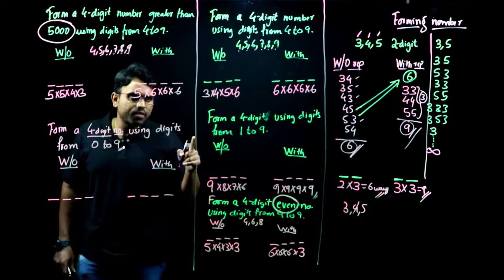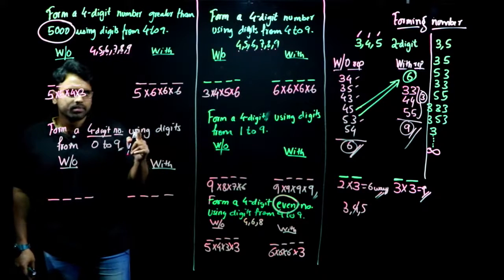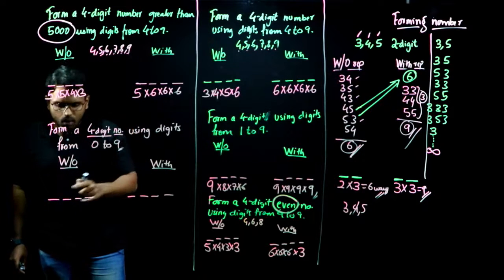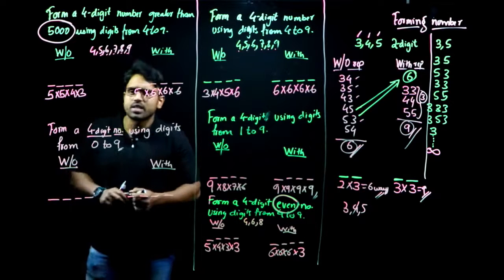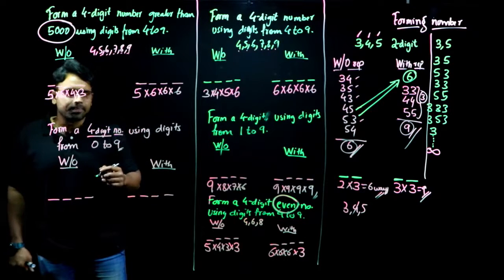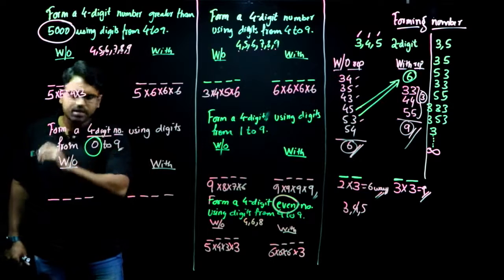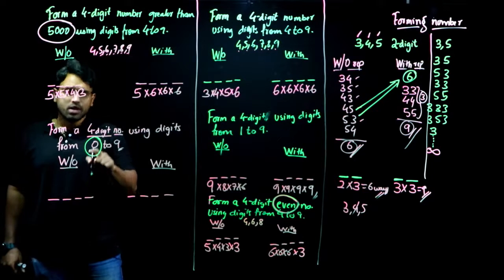How many numbers do I have from 0 to 9? I have 10 numbers. Now, is there any condition given in the statement? My next question is, is there any condition given in the statement? Yes, there is a condition given in the statement. What is that condition? 0.